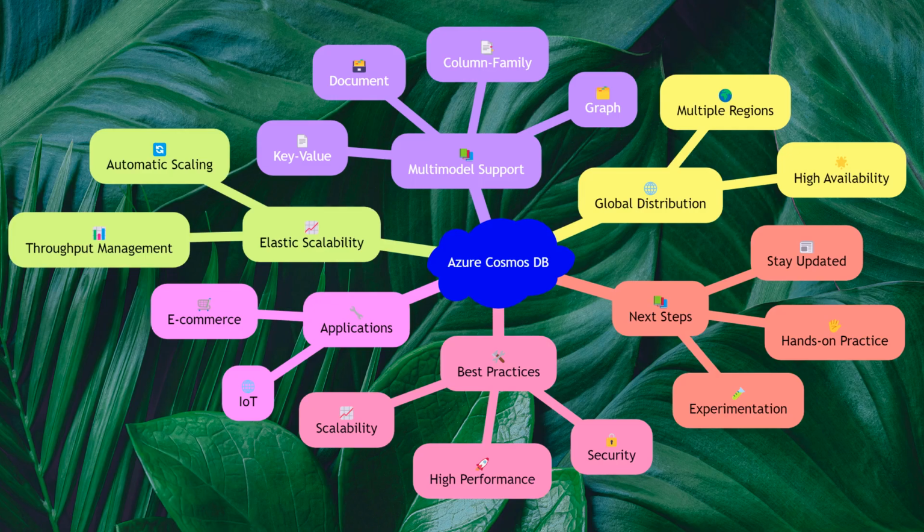Azure Cosmos DB is a powerful, versatile database service that offers global distribution, elastic scalability, and multi-model support. Its robust features make it suitable for a wide range of applications, from e-commerce to IoT. By understanding its capabilities and best practices, developers can build high-performance, scalable, and secure applications. The next steps involve exploring Azure Cosmos DB through hands-on practice, experimenting with different data models and APIs, and staying updated with the latest developments to fully leverage its potential.